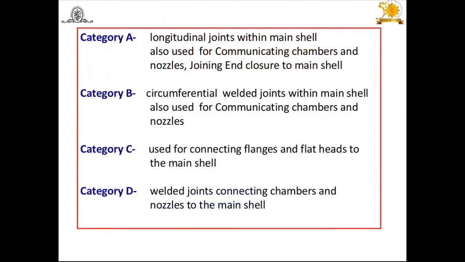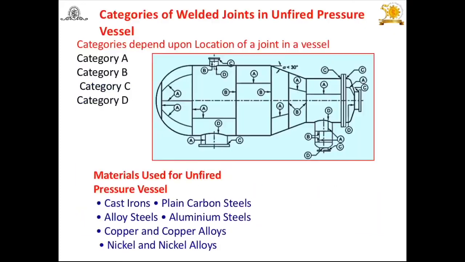That means another use for connecting flanges or plateheads. And category D is the welded joints connecting chambers and nozzles to the main shell. Now here, this is one opening which is joined here by D location.